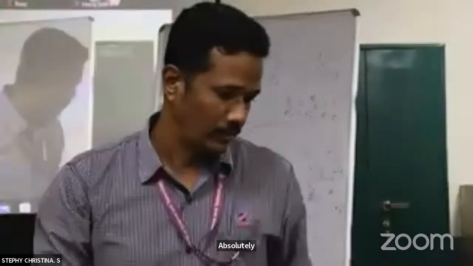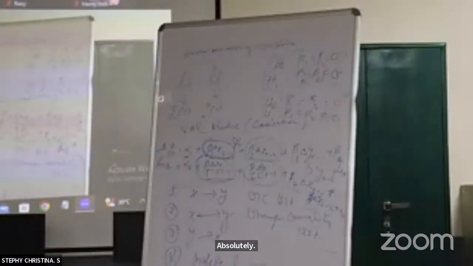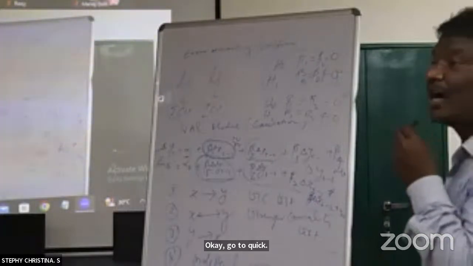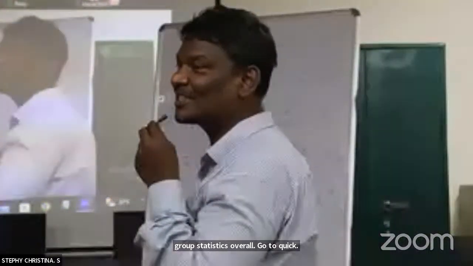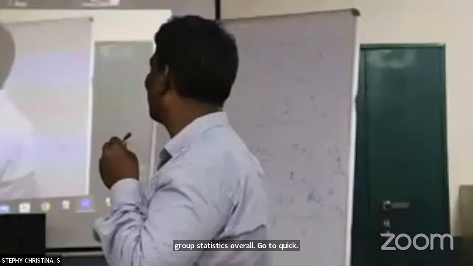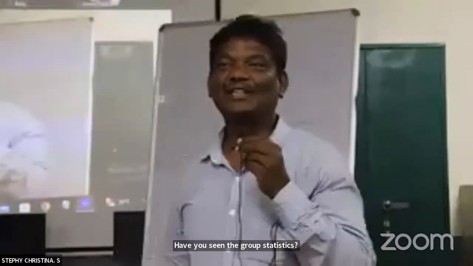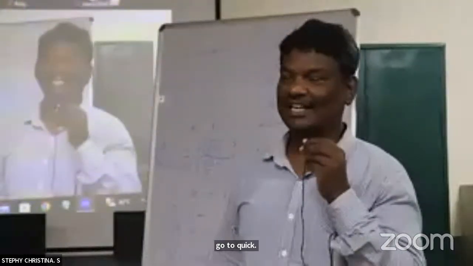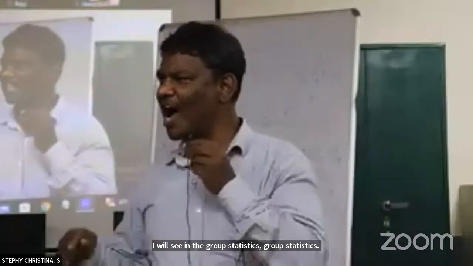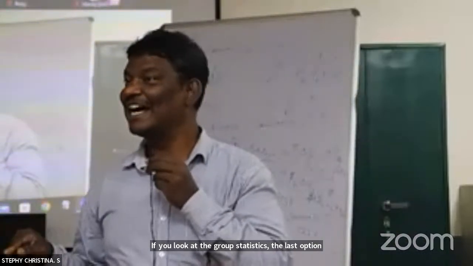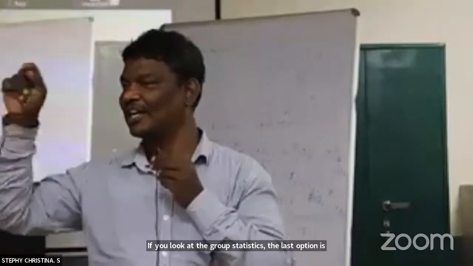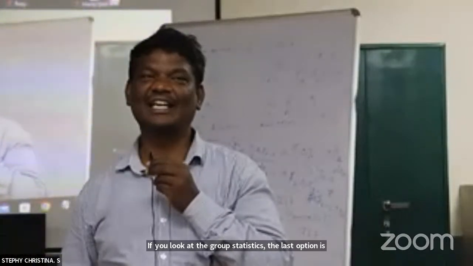Okay, go to Quick, group statistics. Go to Quick. Have you seen the group statistics? If you look at the group statistics, the last option is Granger causality. Okay, go for it, just click it. Granger causality test, click it.